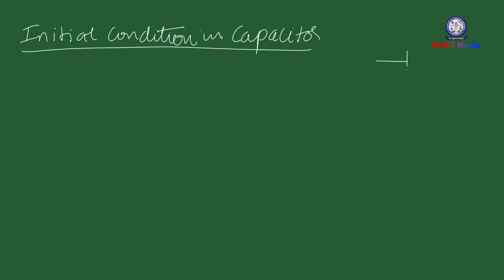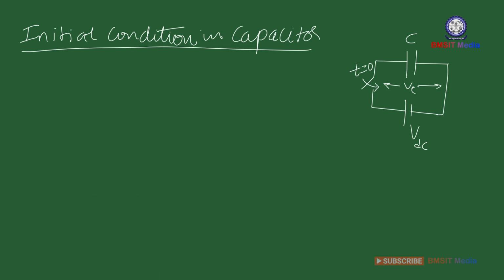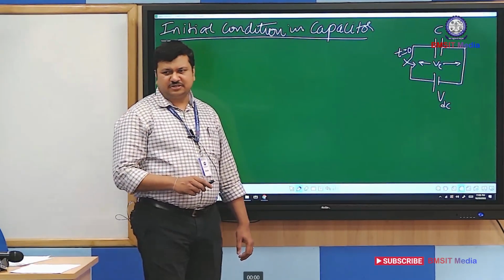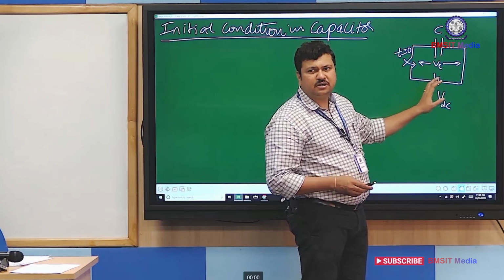That we will prove. Let us see the initial condition in capacitor. So I will consider a capacitor of capacitance C connected to a voltage of VDC. There is a switch operating at t equals 0. There is some voltage developed across the capacitor. I will take this as Vc. There is no change between VDC and Vc because there are no other elements in between.